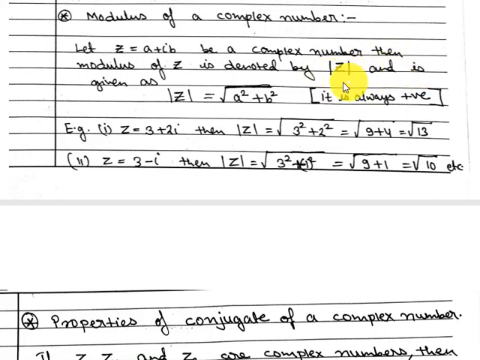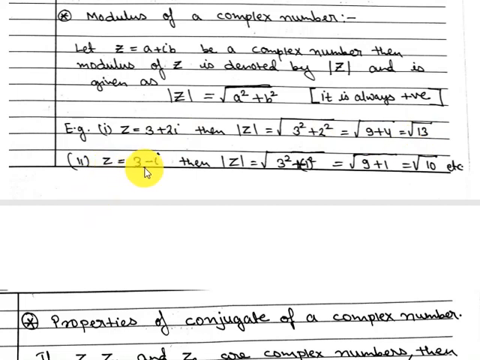This is denoted like this, and its value is given as the square root of a square plus b square, and it is always positive. For example, I have a complex number z equal to 3 plus 2i, then the modulus of this complex number, by this formula, is the square root of a square plus b square. So in place of a we have 3, so 3 square, plus in place of b we have 2, so 2 square. Now evaluate, you get square root of 13.